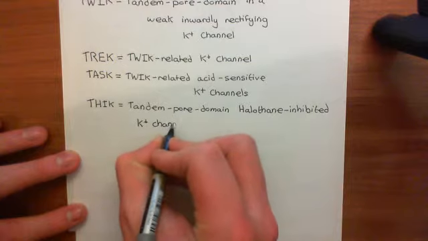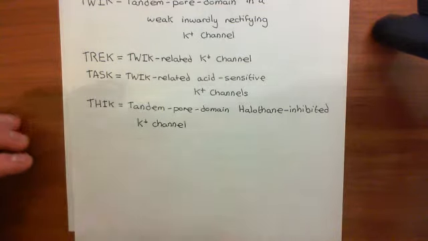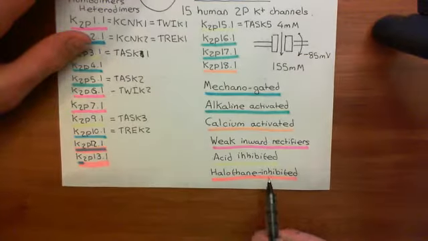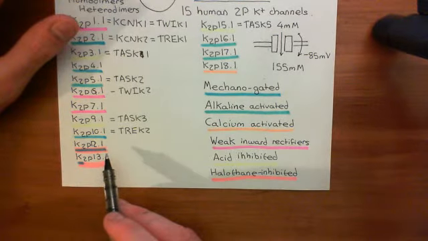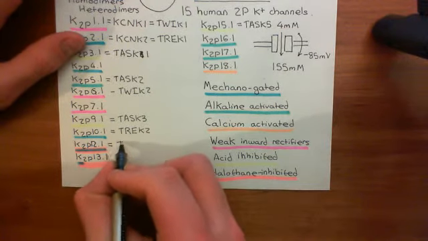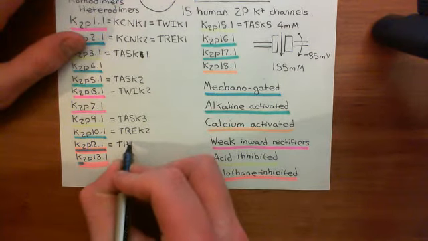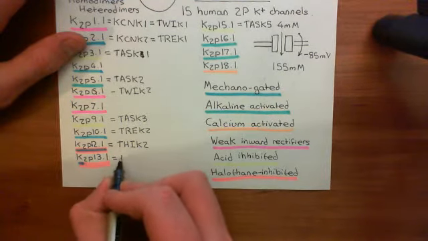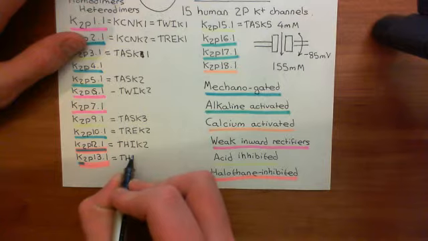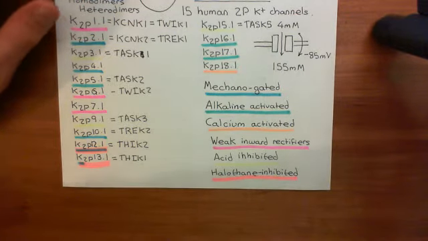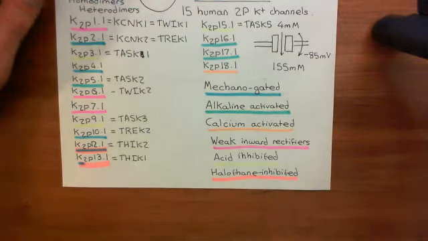Now there are two THIK channels, and we've already seen them because we already listed the ones which were halothane inhibited here in pink. K2P 12.1 is called THIK 2, and then K2P 13.1 is called THIK 1. So those are the names for those two-pore domain potassium channel subunits.